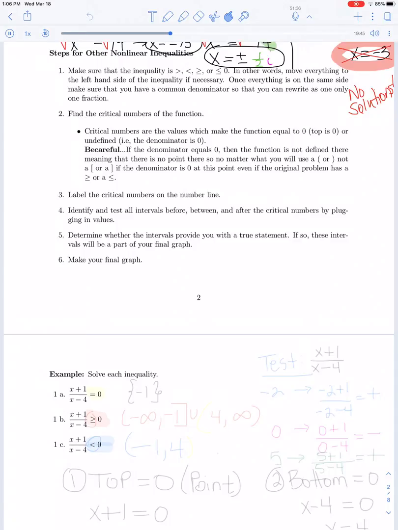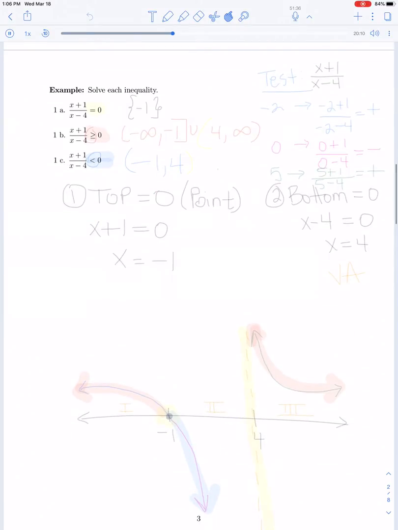Because when we're solving these inequalities, if we set one side as 0, then we're just worried about whether or not our graph is above the x-axis, meaning greater than 0, or below the x-axis, which means less than 0. So let's take a look at our first example, number 1, and we will solve A, B, and C all at the same time.